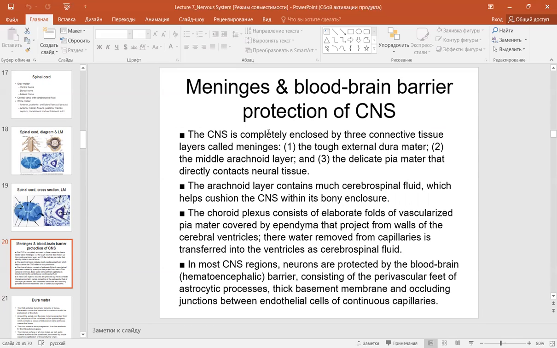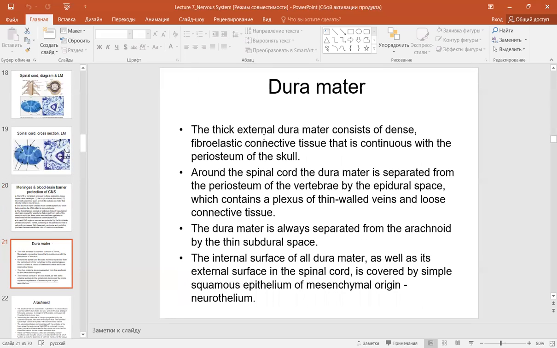The choroid plexus consists of elaborate folds of vascularized pia mater covered by ependyma that projects from walls of the cerebral ventricles. The water removed from capillaries is transferred into the ventricles by the choroid plexus, and cerebrospinal fluid is produced. In most central nervous system regions, neurons are protected by blood-brain or hematoencephalic barrier consisting of the perivascular feet of the astrocytic processes, thick basement membrane, and occluding junction between the endothelial cells of continuous capillaries.